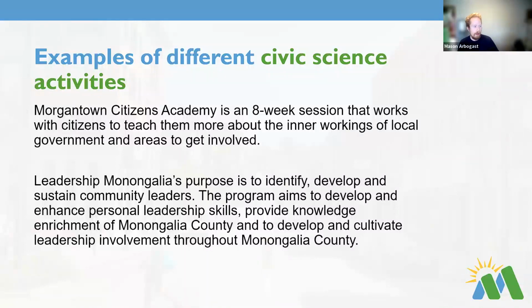And so this is really a moment to say, hey, you have a scientific background, you have a finance background, you have a marketing background. How do you fit in the city? What is your role and how can you get more involved? And then similarly with Leadership Monongalia, this program aims to develop leadership skills, provide knowledge around Mon County and how to be an engaged citizen.